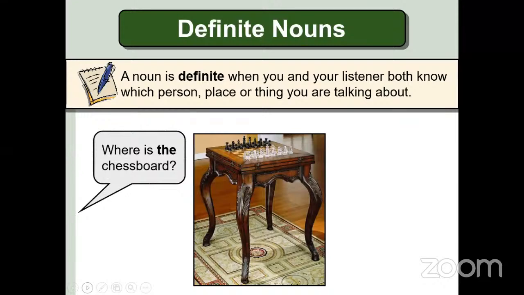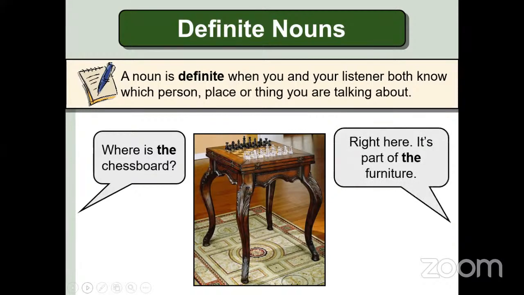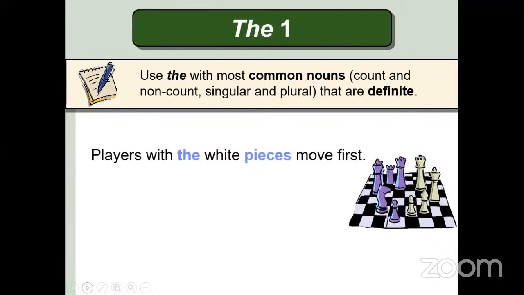So, definite nouns. A noun is definite when you and your listener both know which person, place, or thing you are talking about. Cuando conoces de qué estás hablando, ¿no? Where is the chessboard? And right here, it's part of the furniture. Use the with most common nouns.